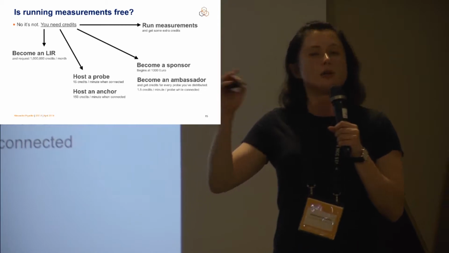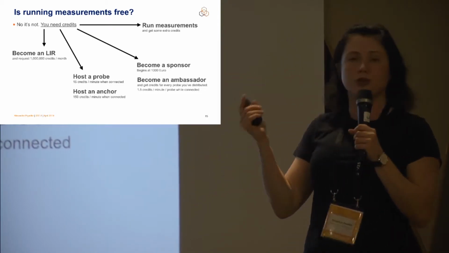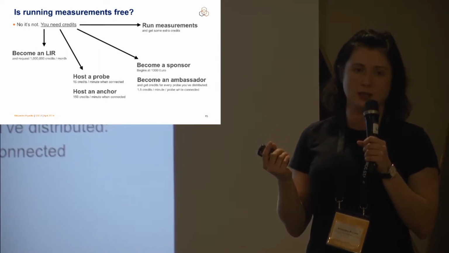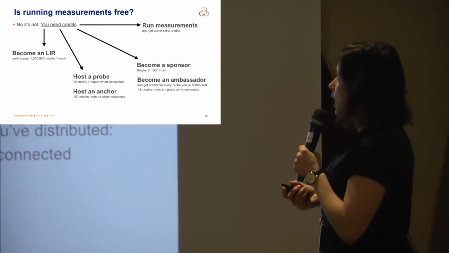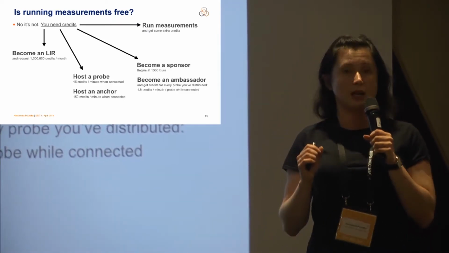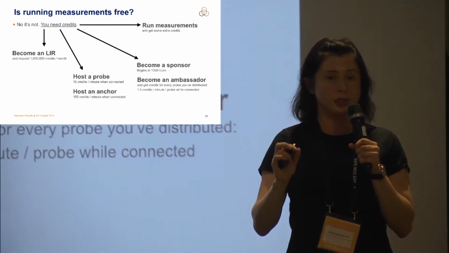That's 15 credits when it's connected. If you have an anchor, additionally to those benefits I mentioned before, you'll be getting 150 credits per every minute when it's connected. Or you can run measurements. Every measurement you run can be viewed on our website. So make it public. And for every measurement like this, you'll get some credits because you're doing something useful for the internet, right?